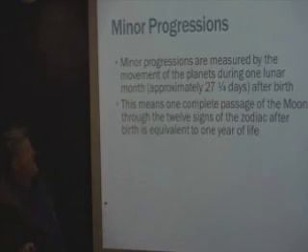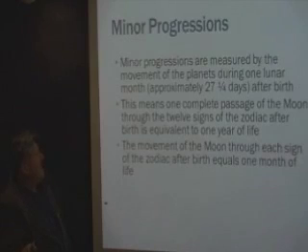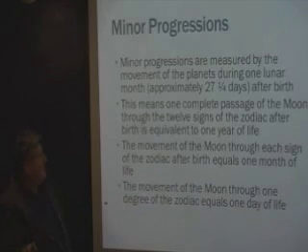As the name implies, minor progressions are that, minor. They bring more minor events into one's life. And the movement of the moon through each sign of the zodiac after birth equals 1 month of life. The moon through each degree, 1 day of life.